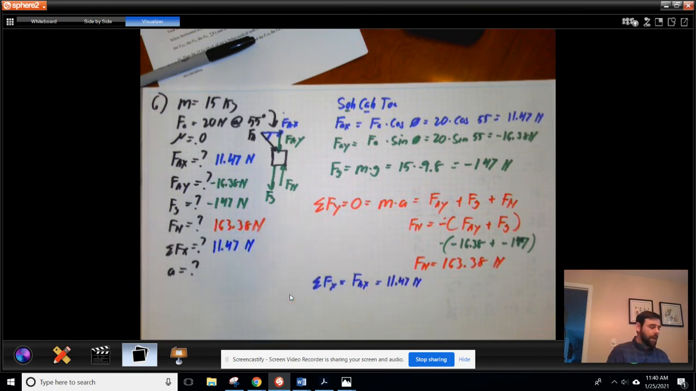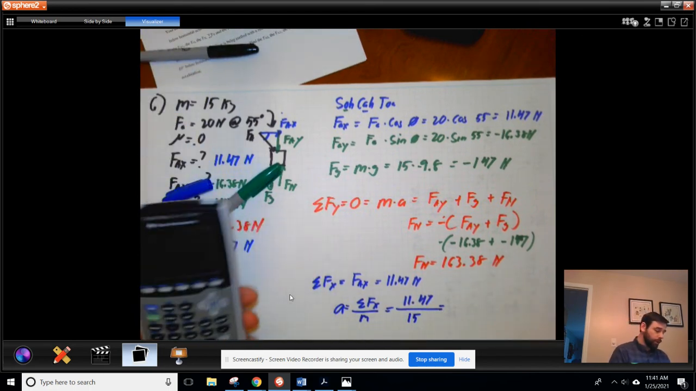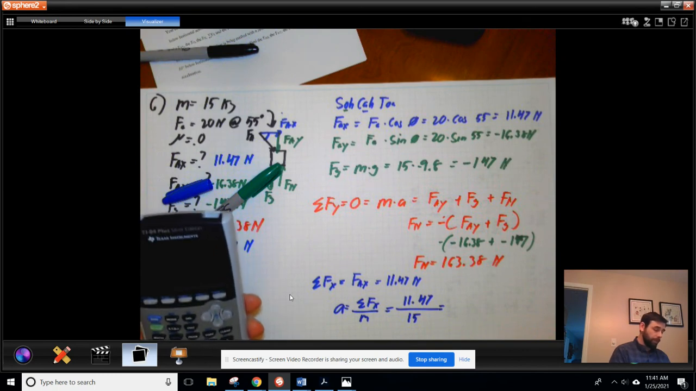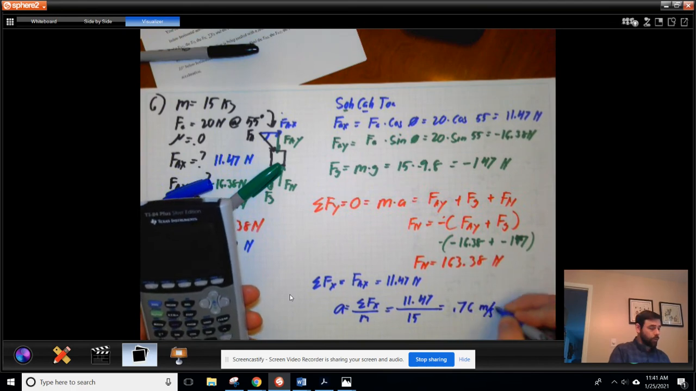All right. Next, it's asking us for the acceleration. Well, is acceleration going to occur? Well, it occurs in the direction of the net force, right? Y direction, net force is 0. X direction is 11.47. So that means our acceleration is going to go in the x direction. So we need to say net force in the x divided by our mass. 11.47 divided by a mass of 15 gives us our lovely acceleration. 11.47 divided by 15, 0.76 meters per second squared.